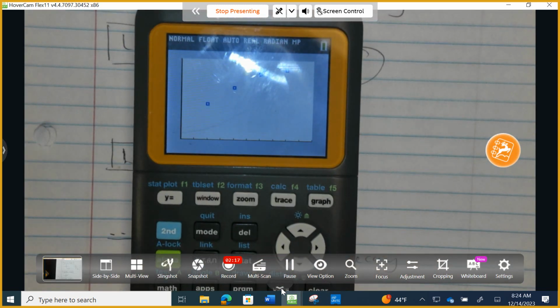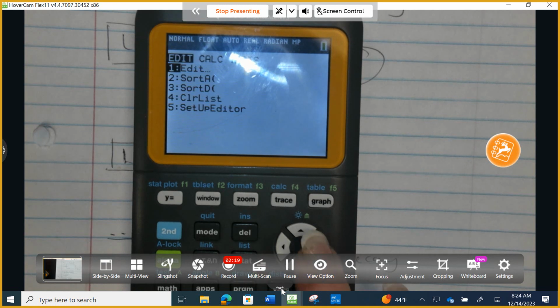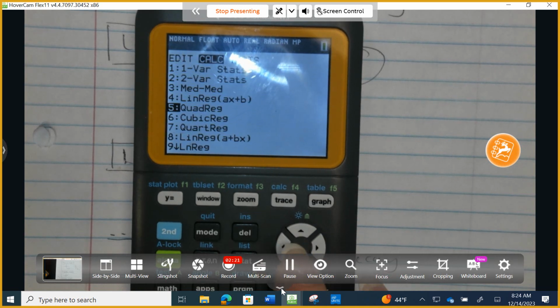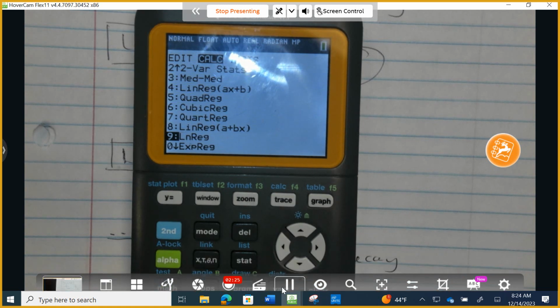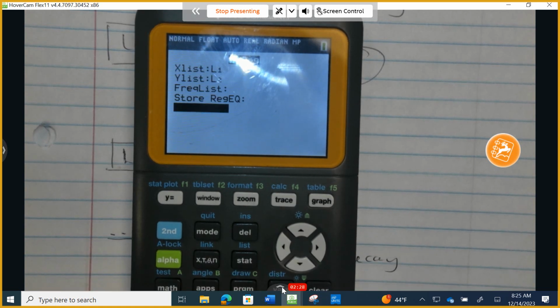So on here, we're now going to check. Let's go to Stat, Calculate, and go down to number 9. Number 9 is going to be the natural log regression model. Pressing enter all the way through.